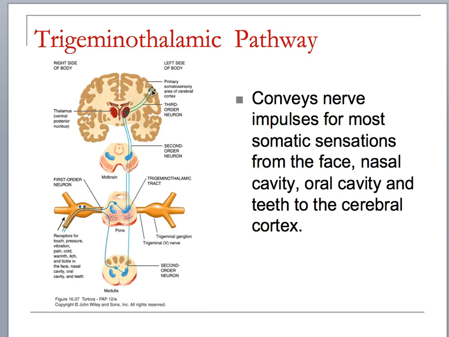Okay? So to review these 3, which we'll do during the review of your exam, right? What I want you to pay attention to is when we're writing these exam questions, we're like, well, if we're getting somatic sensations from the face, nasal cavity, oral cavity, and teeth, it has to go to the cerebral cortex. What type of information is going to have to travel on it?